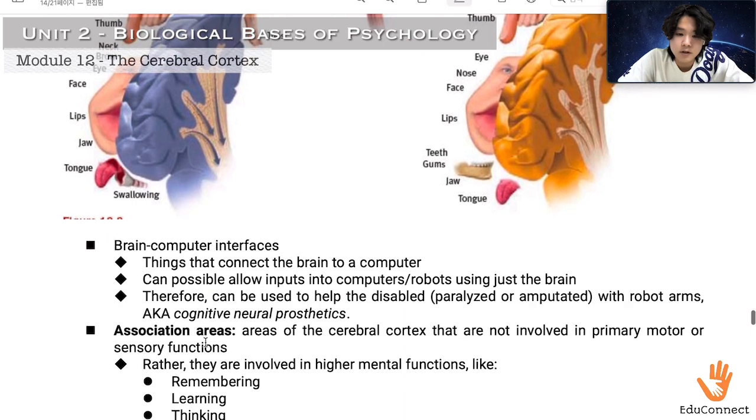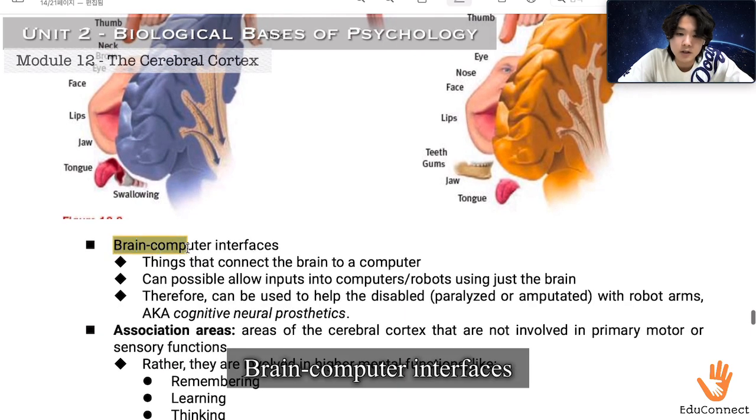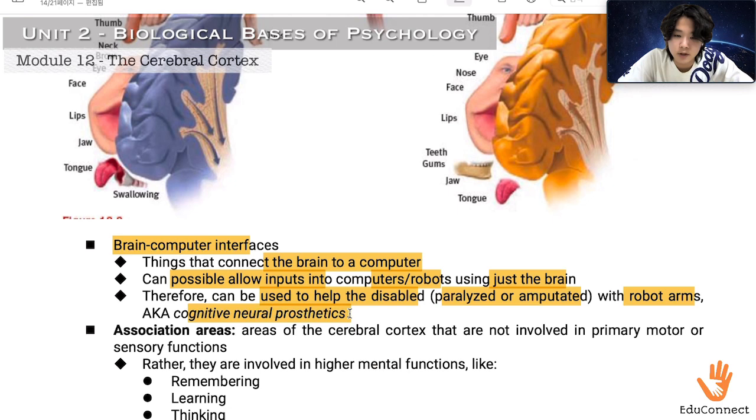Now, let's look at the brain-computer interfaces, things that connect the brain to a computer. It's possible to give inputs to computers and robots using just a brain, right? Therefore, it can be used to help the disabled, the paralyzed, or amputees with robot arms, aka cognitive neural prosthetics.